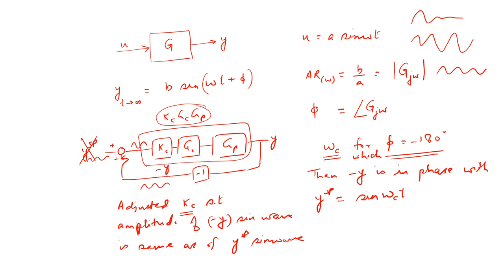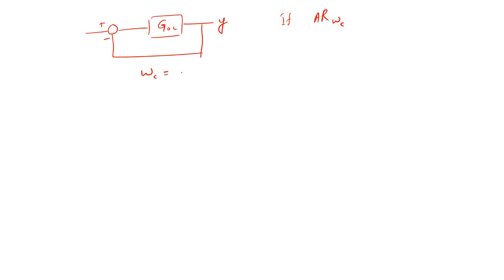So what we saw last time was that if you have a feedback system where this is G open loop, and now I have absorbed the Kc and the Gc into G open loop, if you have a feedback system of this kind, then it's like magic. Omega critical is defined as the frequency at which the phase of G open loop is equal to minus 180 degrees.